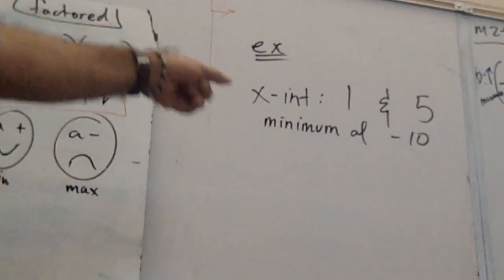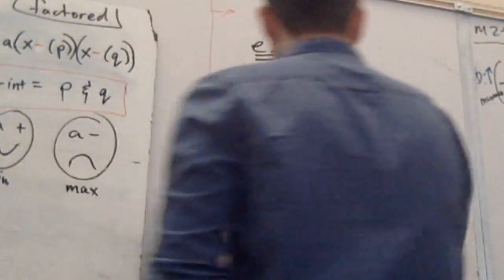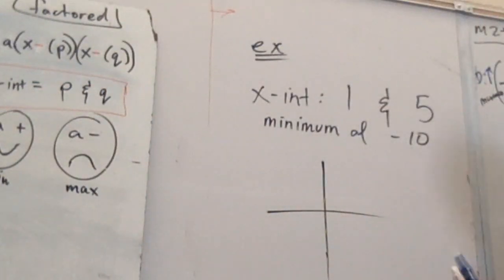All right. Last thing, this problem right here. All right, so this is what we're told. We have the y-intercepts are at 1 and 5.